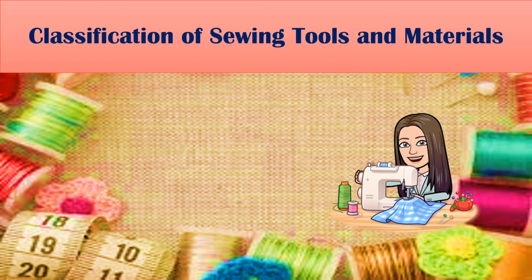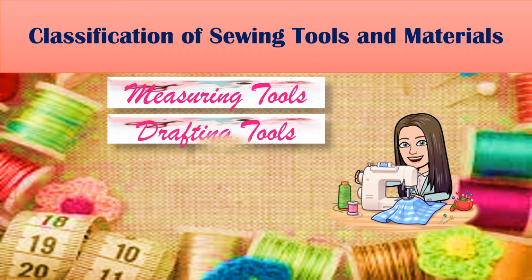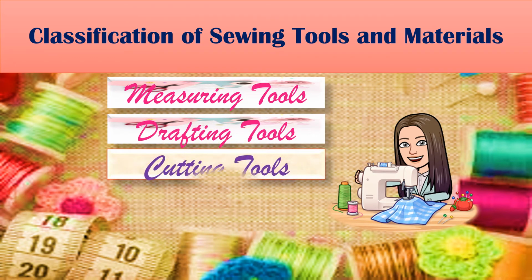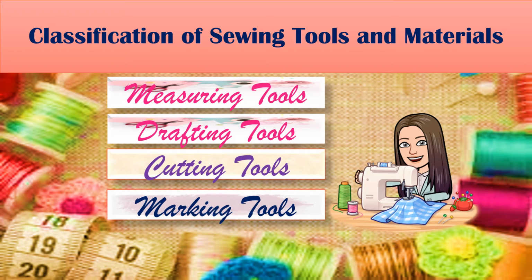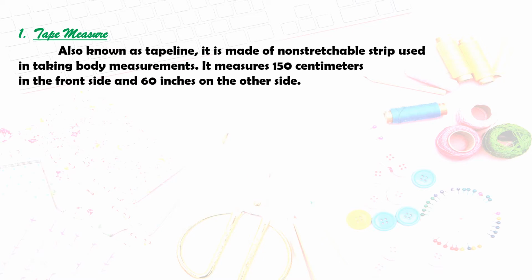The classifications of sewing tools and materials are measuring tools, drafting tools, cutting tools, marking tools, and sewing aids. The first tool that we have is the tape measure, also known as tape line. It is made of a non-stretchable strip used in taking body measurements. It measures 150 centimeters on the front side and 60 inches on the other side.